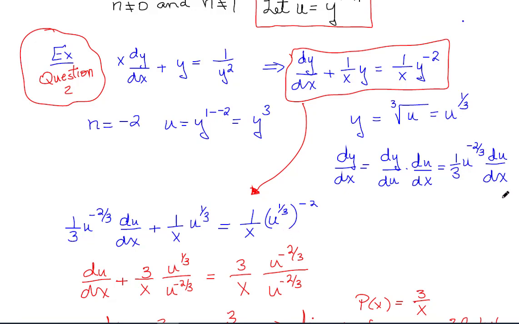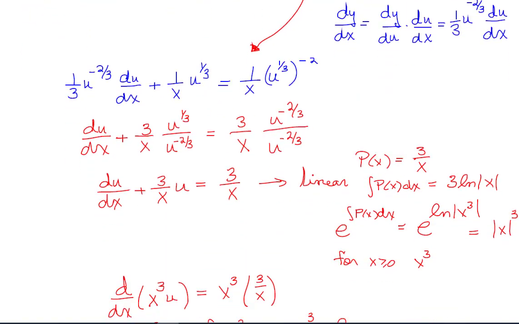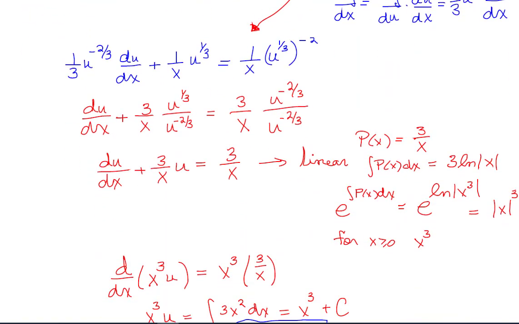All right, so two operations next. I'm going to multiply through by 3. All right, so that's where this 3 is coming from. I'm dividing by u to the minus 2/3. Now here on the right, these are going to cancel.